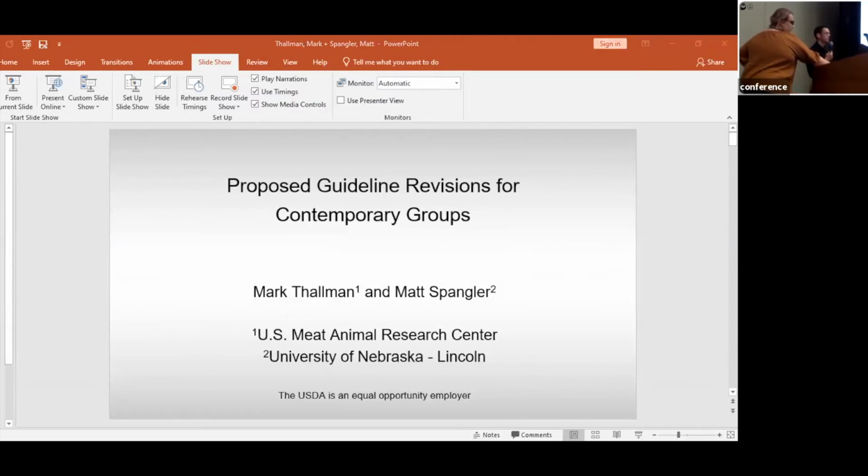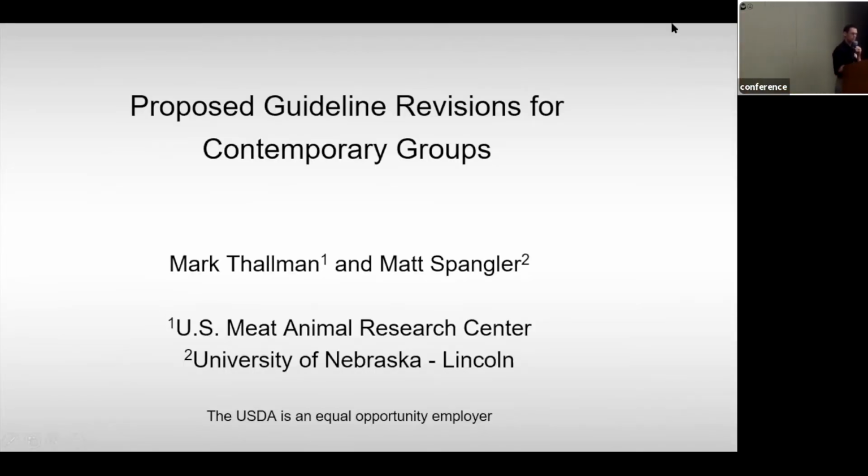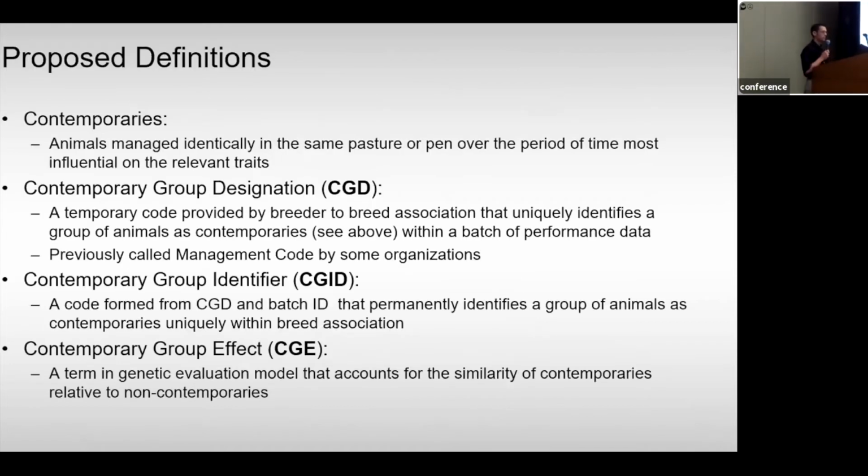rethinking that needed to be done relative to how we described contemporary groups, and really this extends to all trait complexes, and not just in the way we describe them, but perhaps in the way we take them into account in genetic evaluations. So that's what we're going to try to go through here with some simulated examples as well. But we'll start with some proposed definitions.